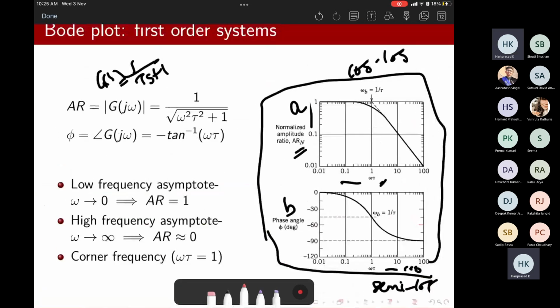So now come back and see over here. Amplitude ratio is right here. Phase angle is right here. Plug in the value of omega tau and compute the AR. So you would see how, and just plot it in a semi-log plot.